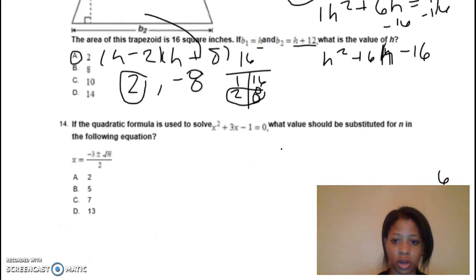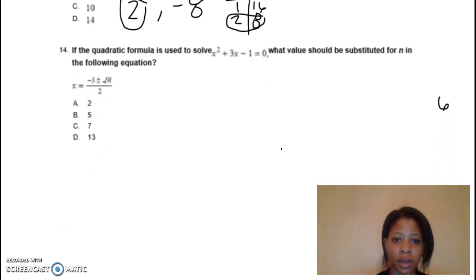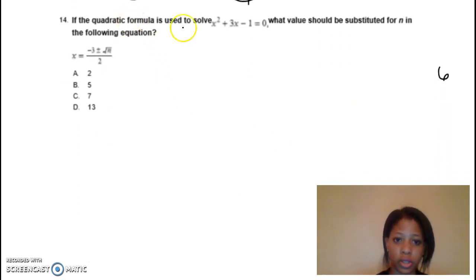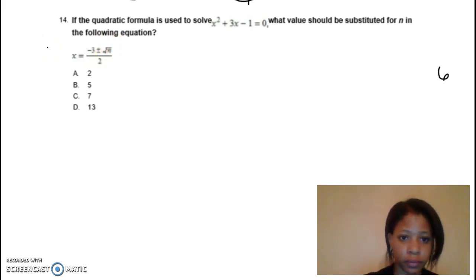Okay, so you're just setting up your equation, and then really you're either going to be factoring, quadratic formula, or vertex, right? Now this one, quadratic formula is used to solve. All you need to do is figure out what number is supposed to be underneath of that square root sign, right? So my A is 1, my B is 3, and my C is negative 1. So I'm just plugging them in.